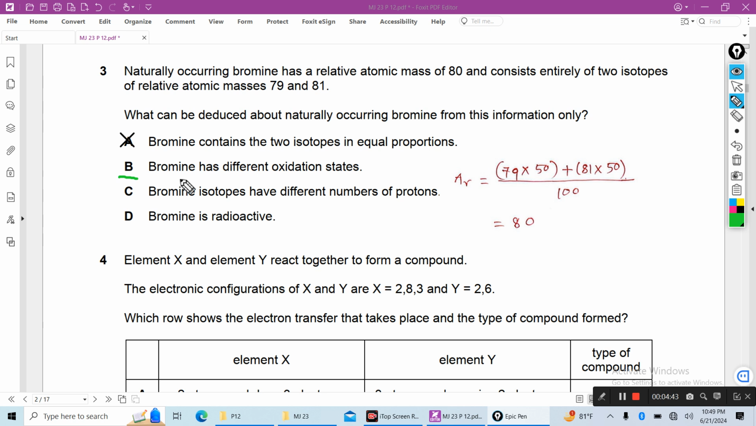B is wrong. Bromine has different oxidation states? This is a wrong answer. Bromine isotopes have different numbers of protons? Wrong, they have the same number of protons. Bromine is radioactive? Bromine is not radioactive, so D is wrong. A is the right answer.